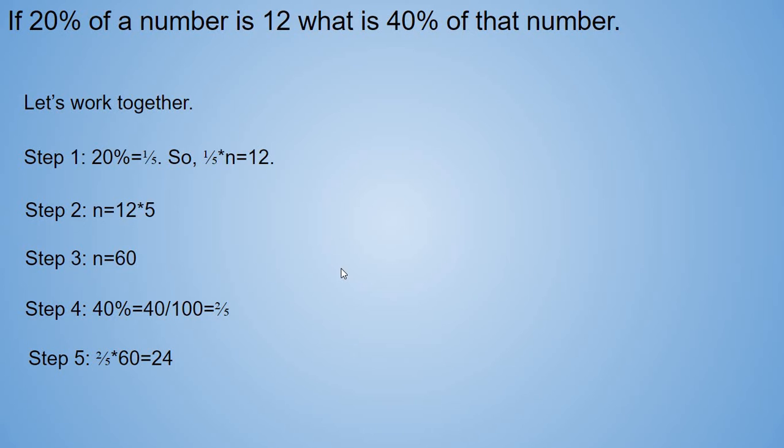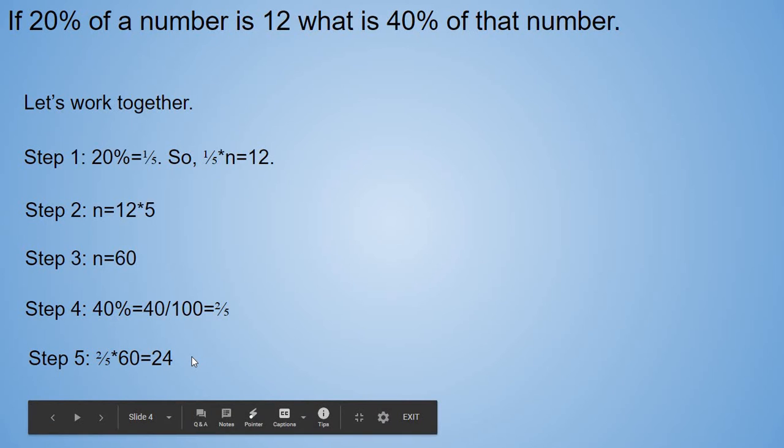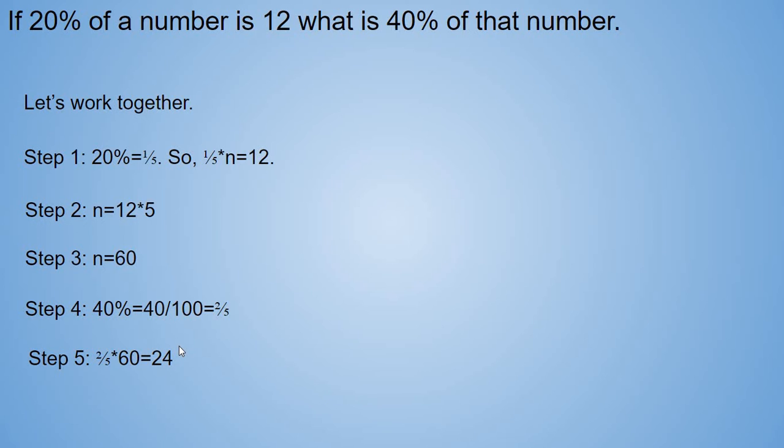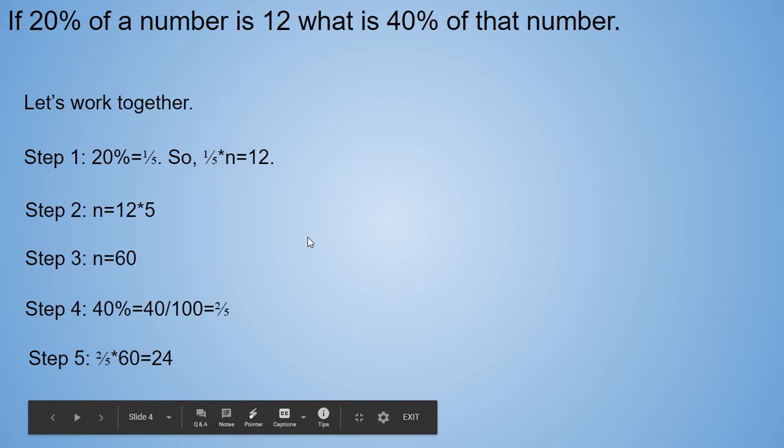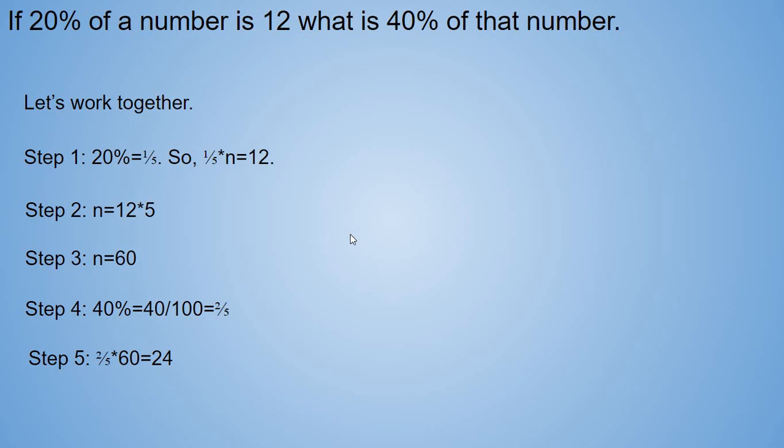Now all we have to do is multiply 2/5 by our number to get what 40% of 60 is. So 2/5 times 60 is 24. So now we know that 24 is 40% of 60. And we got the answer. That was pretty simple, wasn't it? So that's our answer. Number 24. Yay! Next question. Yep, 40% of that number is 24.